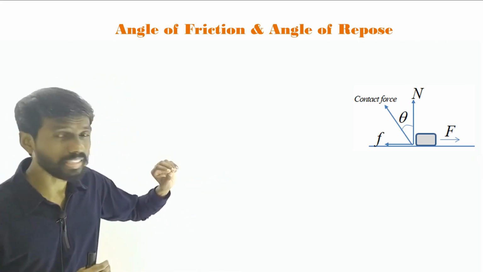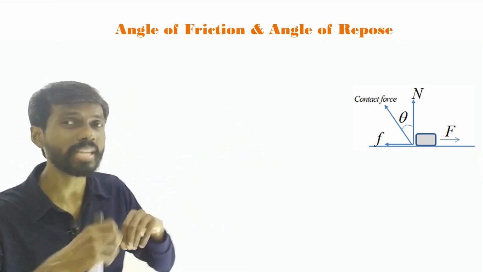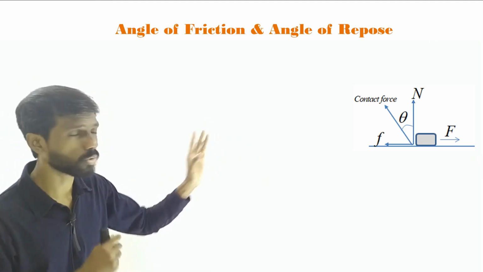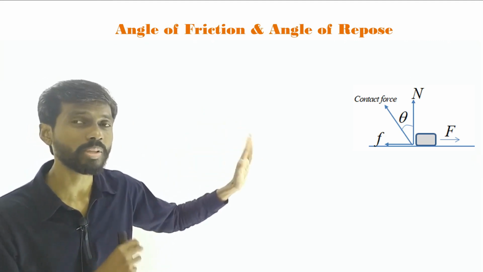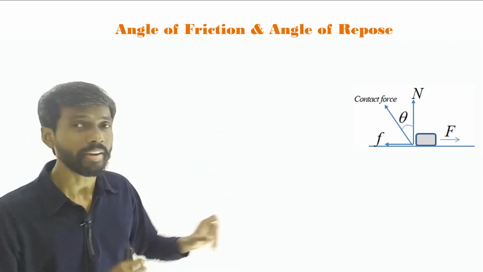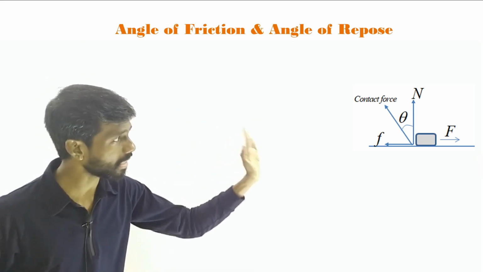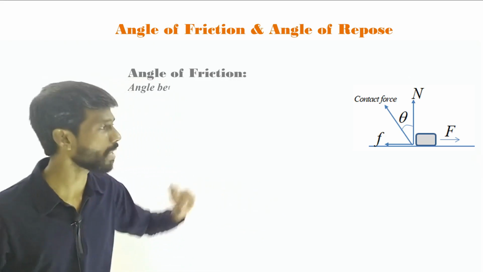Now we find the resultant of these two forces, normal force and frictional force. So the net contact force is in this direction, the resultant of these two contact forces. Now the angle between the normal force and the resultant of these two is called the angle of friction. That's all, very simple.